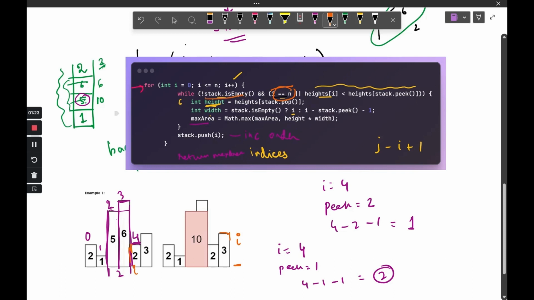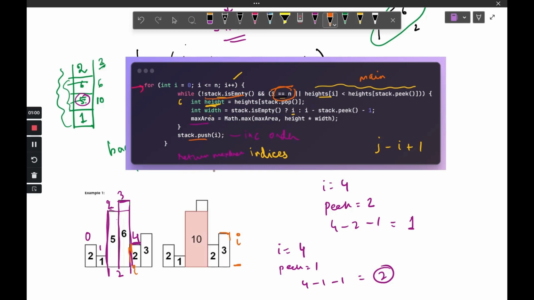For the underflow to not happen, we are checking if the stack is empty or not. And this is the main condition that we are doing. And ultimately, we have to push to the stack for establishing the increasing order of indices. So this is how in just hardly 6 lines of code, we are able to solve this particular question: largest rectangle in a histogram.